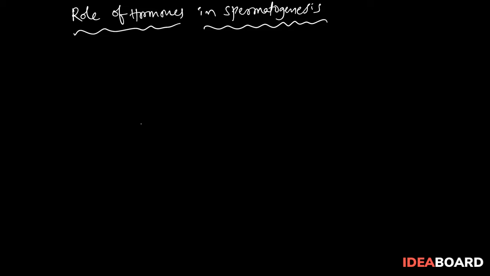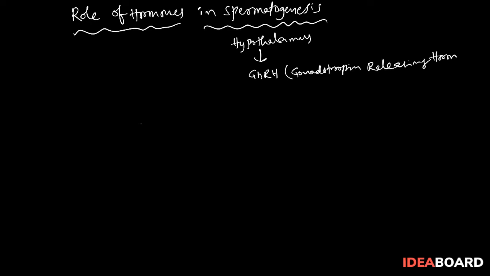Here we are going to discuss the role of hormones in spermatogenesis. From the hypothalamus, the hormone GnRH will be released. GnRH means gonadotropin releasing hormone. This gonadotropin releasing hormone, GnRH, will influence the anterior pituitary, which is also called the adenohypophysis.